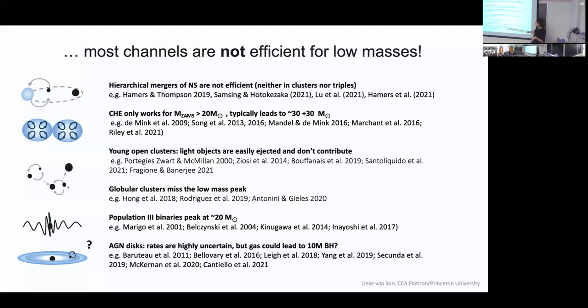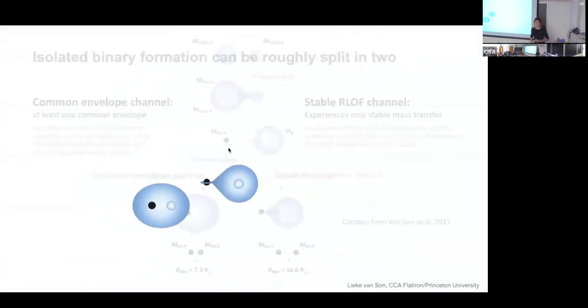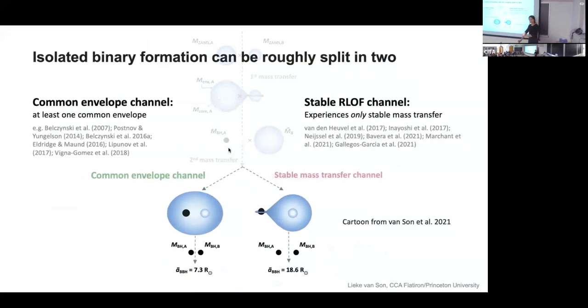AGN disks, maybe a bit of a big question mark because they can do almost anything, but if anything is a prediction from AGN disks, it's usually that they can form these really massive, almost intermediate mass black holes, which is again very far from binary neutron star mergers. So there's only 2 formation channels that are still in the running for the binary neutron star mergers. And those are both isolated binary evolution channels, namely the stable mass transfer channel and the common envelope channel.